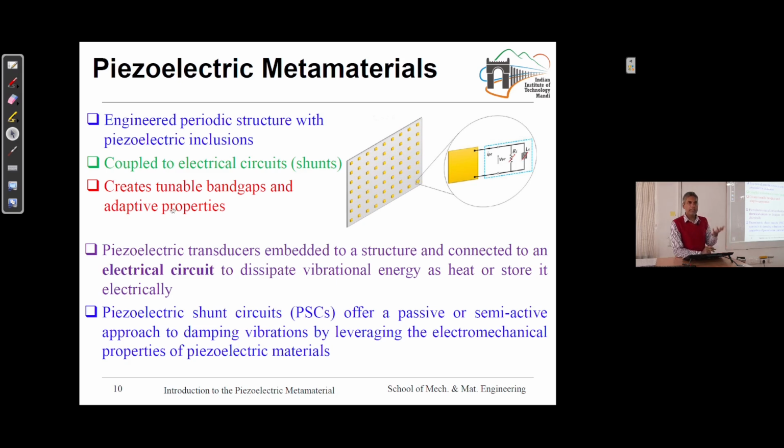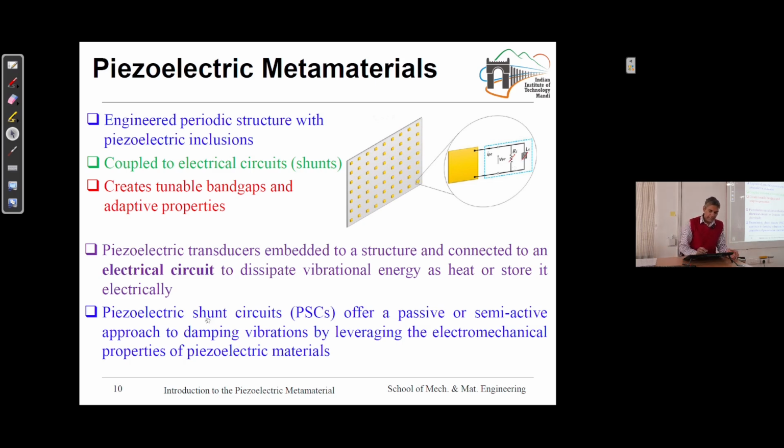Of course we can change the stiffness, right? So we can change stiffness or other piezoelectric coefficients. Piezoelectric transducers are embedded in the structure and connected to an electrical circuit to dissipate vibrational energy as heat or store it electrically, right? I think you would also be aware of this energy harvesting. If you don't want this energy to be dissipated into the environment, we can store this energy, and that would be energy harvesting, right?